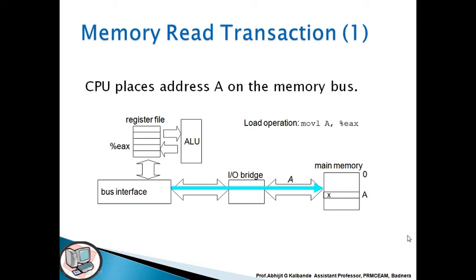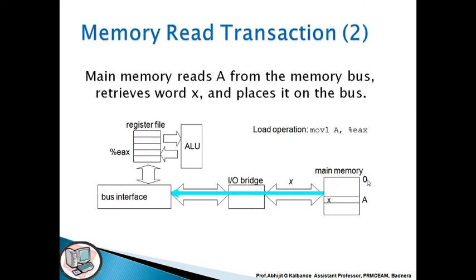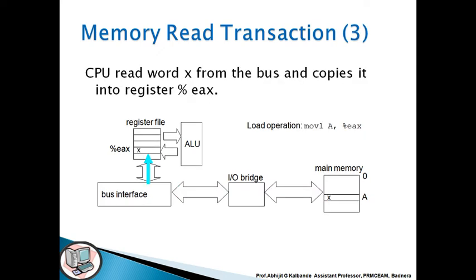The memory read transaction: here the CPU places the address A on the memory bus. The register file is connected to the ALU along with the bus interface to the IO bridge and the main memory. The main memory reads A from the memory bus, retrieves the word X and places it on the bus. You can observe in the graphical representation how the CPU reads the word X from the bus and copies it into register AX.